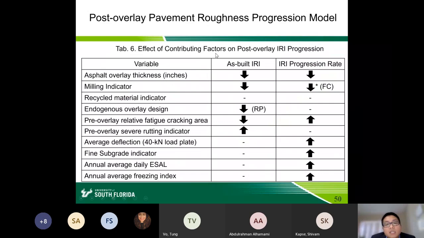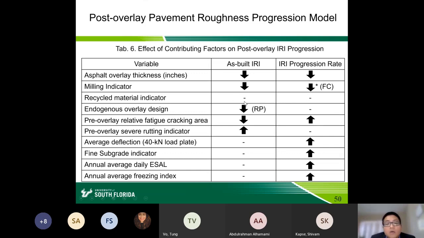Table 6 summarizes the effects of the contributing factors on post-overlay IRI progression. First as-built IRI, then future IRI progression rate. As we can see here, overlay thickness will reduce as-built roughness, and also reduce the future roughness progression rate if severe fatigue cracking occurred. Recycled material does not affect either as-built roughness or future roughness progression.